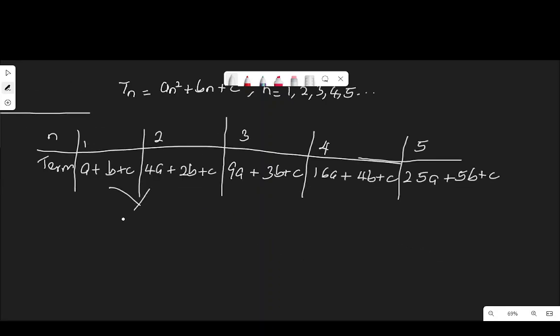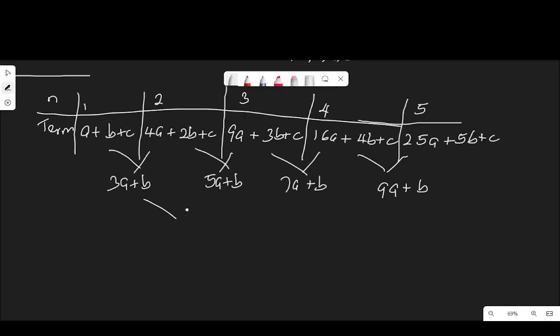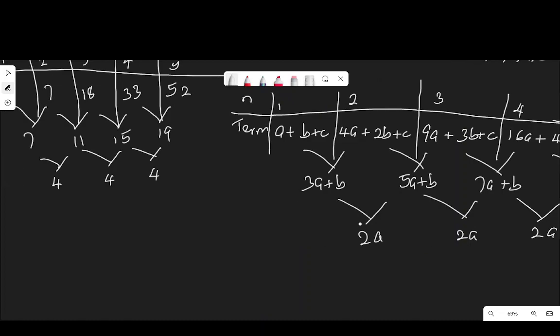If we subtract this from this, we have 3a plus b. Subtract this from this, we have 5a plus b. Subtract this from this, we have 7a plus b. We subtract this from this, 9a plus b. That is the first order difference. Taking the second order difference, we have 2a, 2a, 2a.